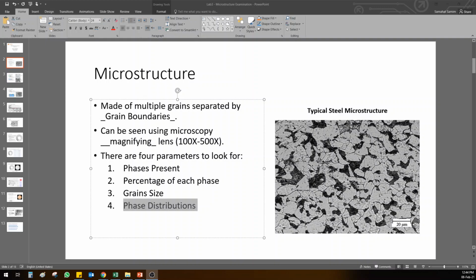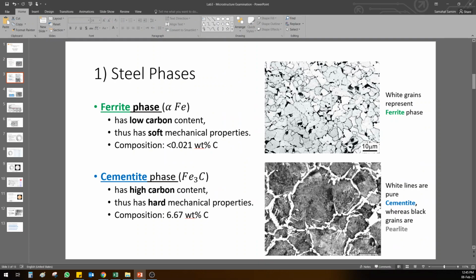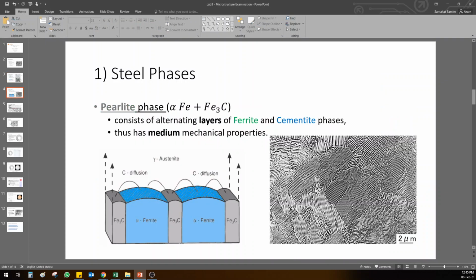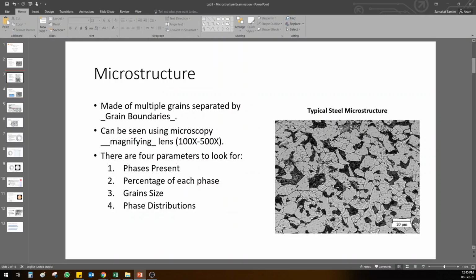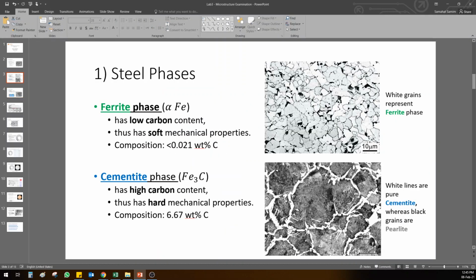So what are phases? Let's go for that. Okay. So steel, the material steel, if you look into the steel microstructure, it has many phases. The names of those phases are very new to you, and what are they? They can be ferrite, number 1. It can be cementite, number 2, and there's a third one also called pearlite. So the 3 phase names are ferrite, cementite, and pearlite.